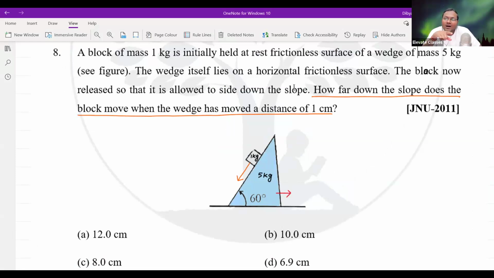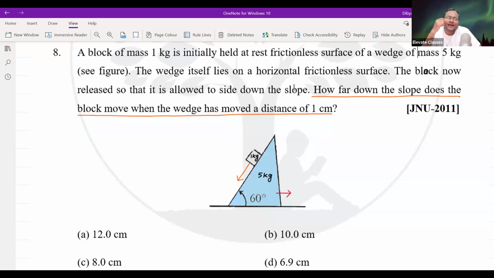No, but the center of mass of the wedge and block together is coinciding with the origin of the coordinate system initially. Okay, understood. Initially, and then it got shifted to the right and the left. Fine. In that way, the answer is coming 10.